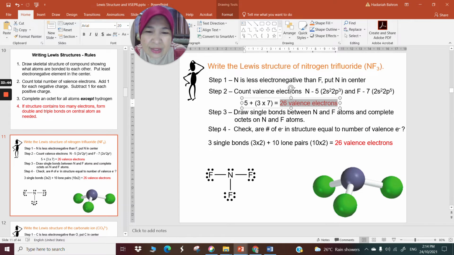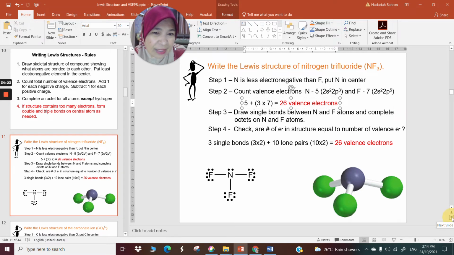So let's count together. The dots are 6 on each fluorine. So 6 times 3, that's 18, plus 2, that is 20. 20 plus 1 bond, 2 bond, 3 bonds, 6. So 20 plus 6, you get 26. So voila, that's a happy story. You get 26 valence electrons as you counted in step 2, and you also count physically that you have drawn 26 electrons. So that's fine. Everything is good and happy.